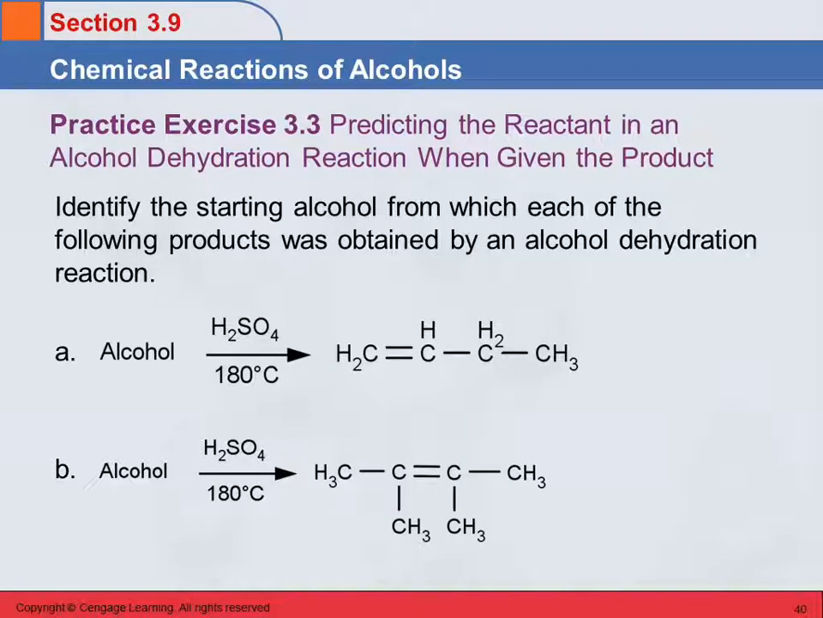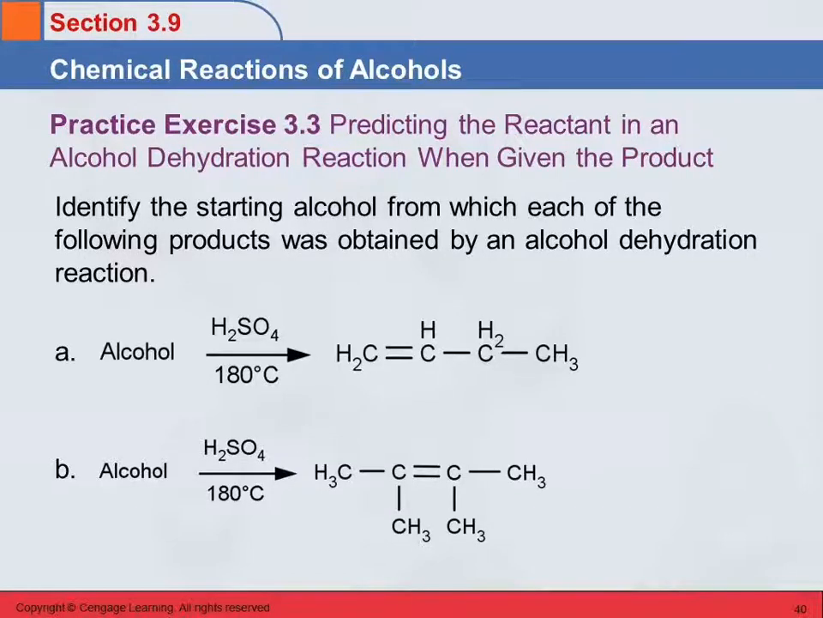So let's do some practice exercises. Predicting the reactant when given the product. It says identify the starting alcohol from which each of the following products was obtained by an alcohol dehydration reaction. Remember, we had two different types of those reactions that we looked at.